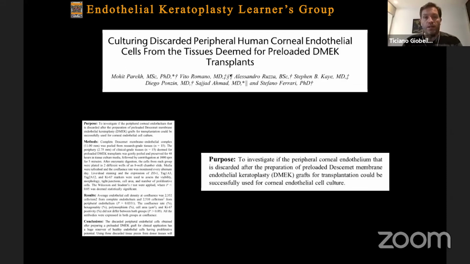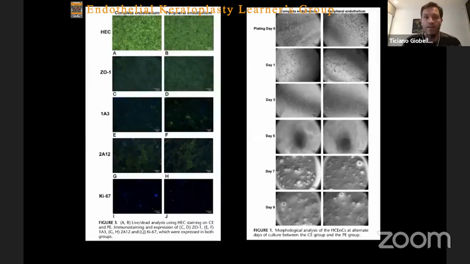Here you can see a study that was done at the Veneto Eye Bank in the north of Italy. The purpose of this study was to investigate whether the peripheral corneal endothelium that was discarded after the preparation of preloaded DMEK could be successfully used for corneal endothelial cell culture. These are the outcomes in these pictures.